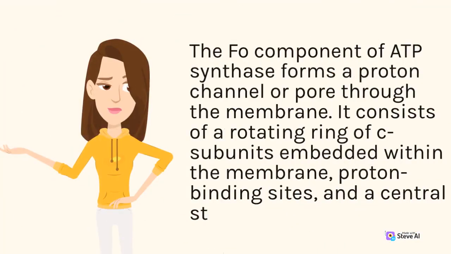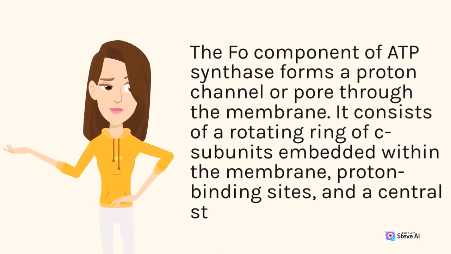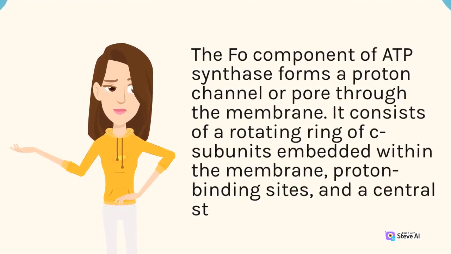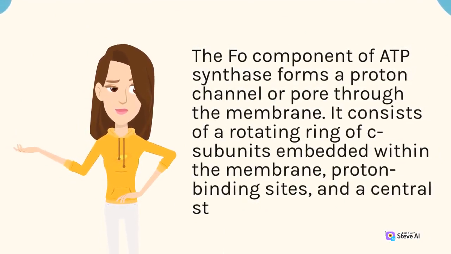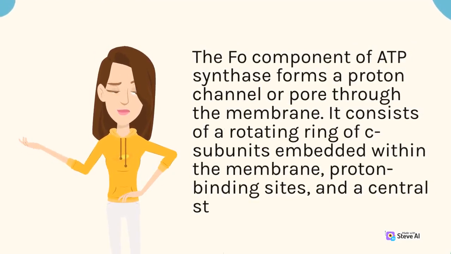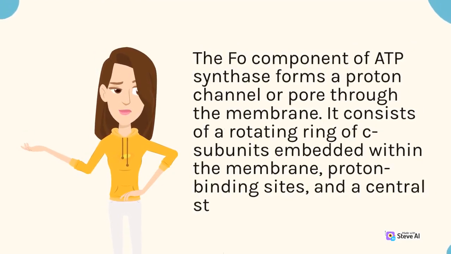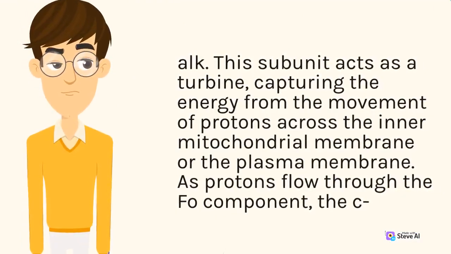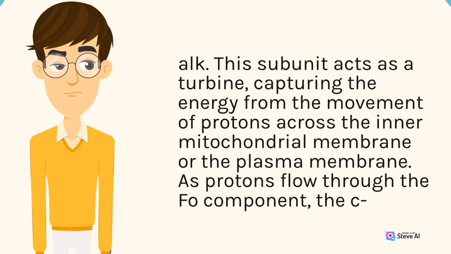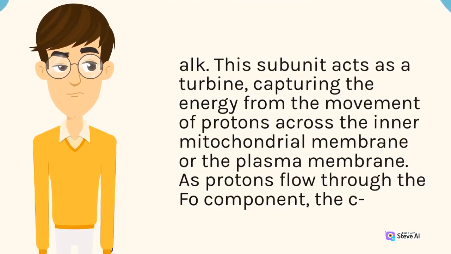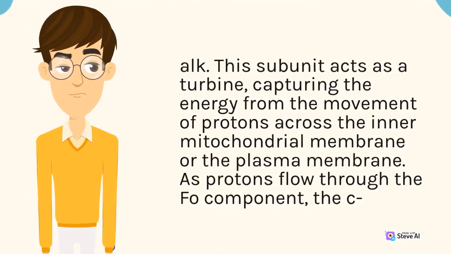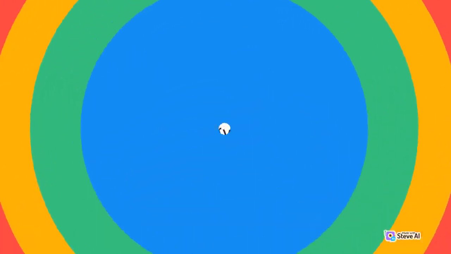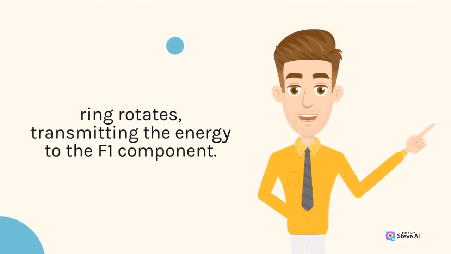The Fo component of ATP synthase forms a proton channel or pore through the membrane. It consists of a rotating ring of c subunits embedded within the membrane, proton binding sites, and a central stalk. This subunit acts as a turbine, capturing the energy from the movement of protons across the inner mitochondrial membrane or the plasma membrane. As protons flow through the Fo component, the c ring rotates, transmitting the energy to the F1 component.